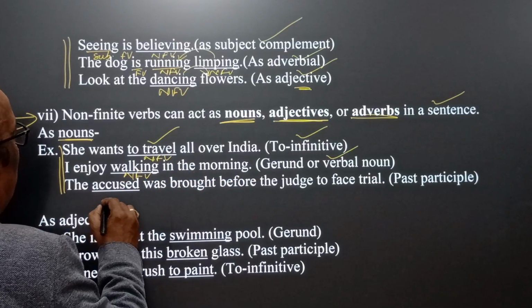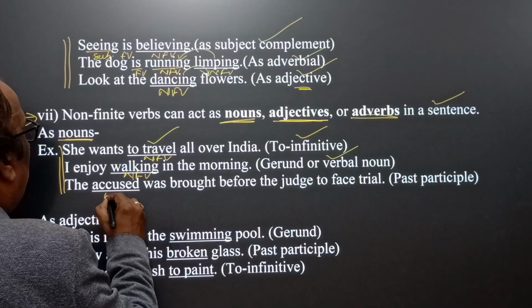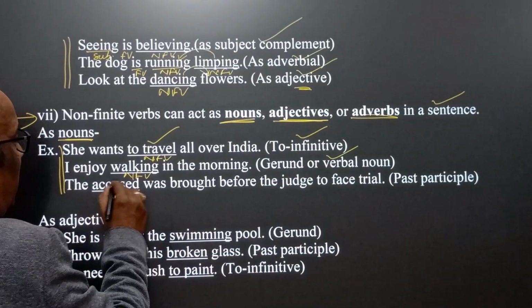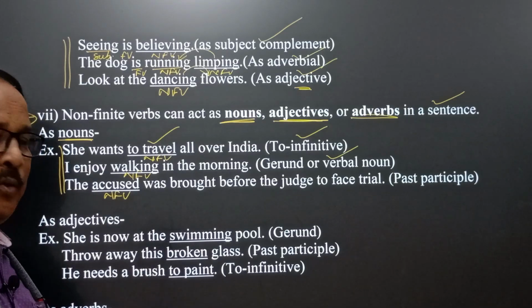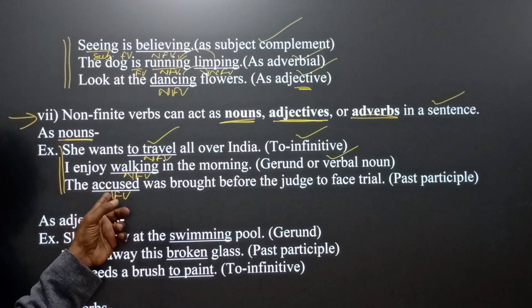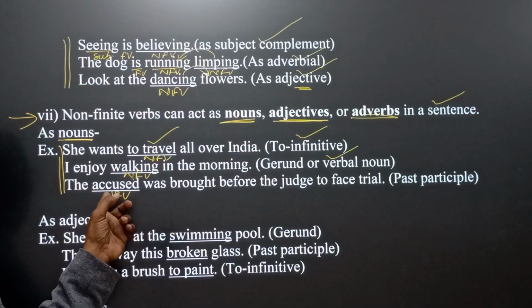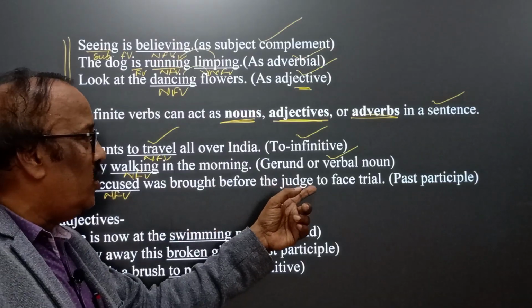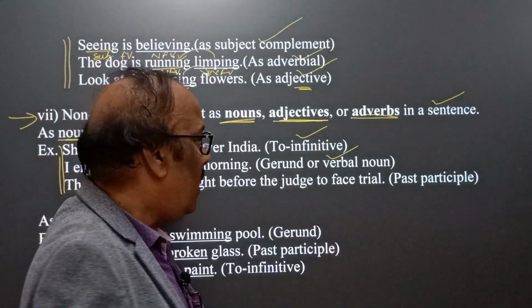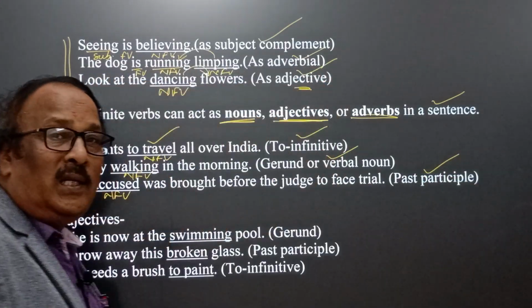The accused, here, is a non-finite verb. It means the person who has been accused. Okay, here accused is the subject and it has been used as a verbal noun. Was brought before the judge to face trial. This is a past participle.